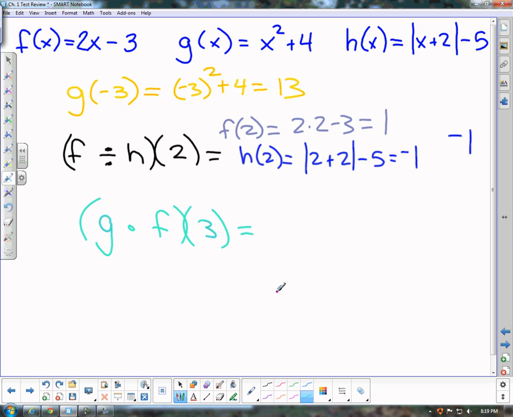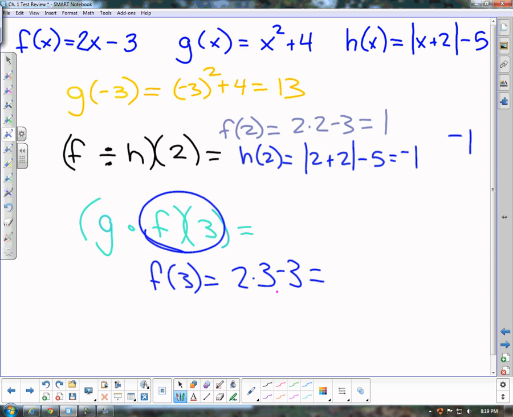And finally, g composition f of 3. Remember that you have to do this function first. And so f of 3 is equal to 2 times 3 minus 3. And 6 minus 3 is 3. And then you take that number and substitute it into the g function. So 3 squared plus 4, and that will be 13.